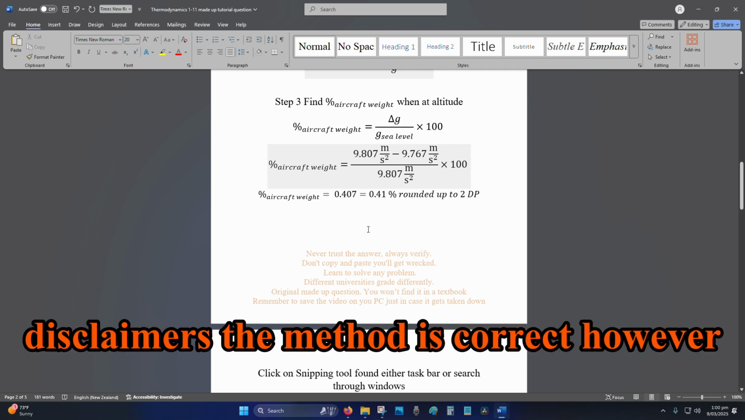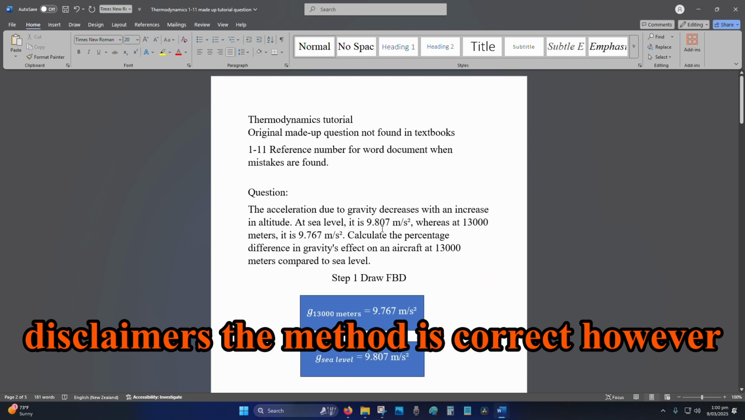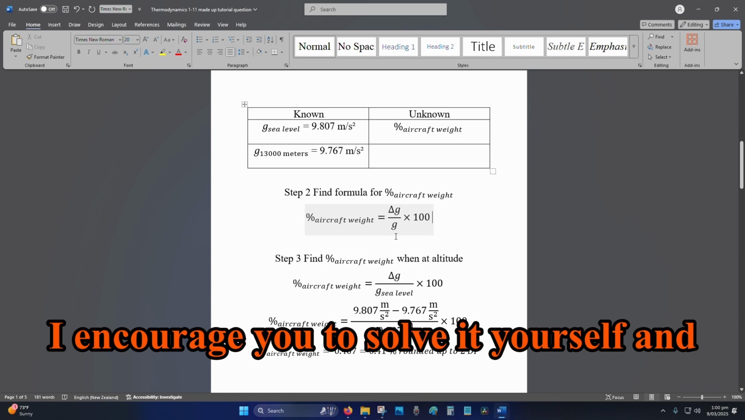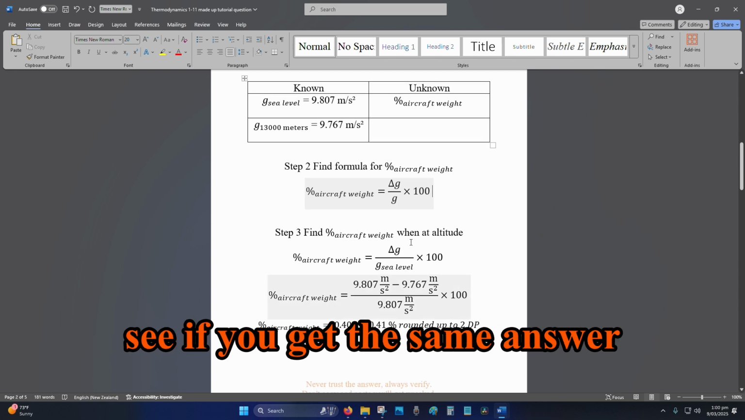Alright, disclaimers: the method is correct. However, I do make calculation mistakes. I encourage you to solve it yourself and see if you get the same answer.